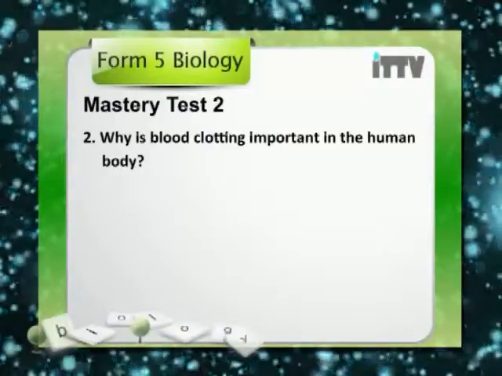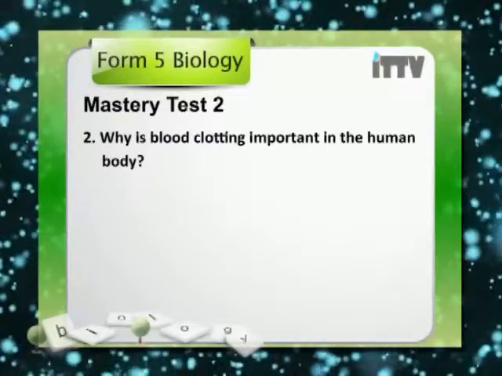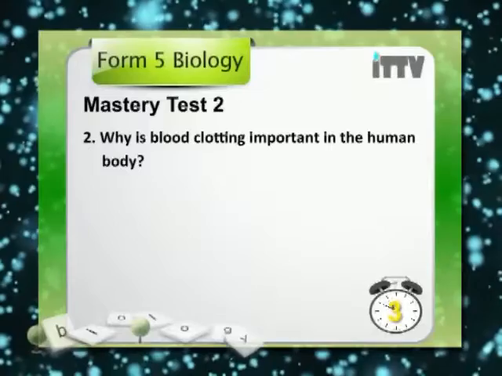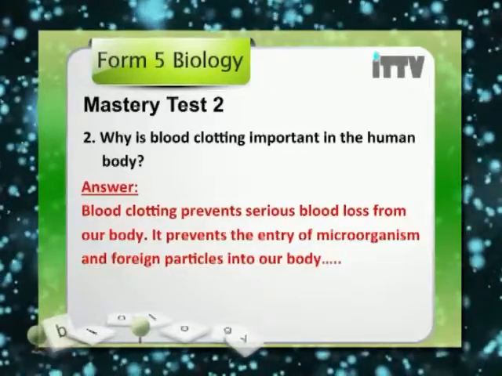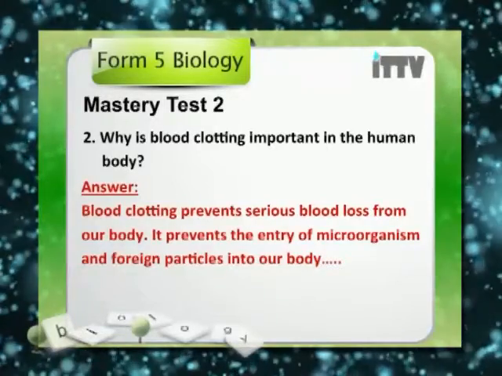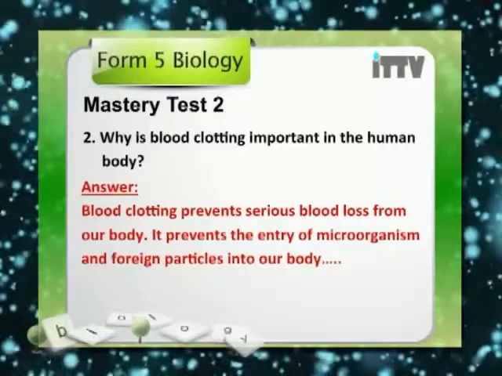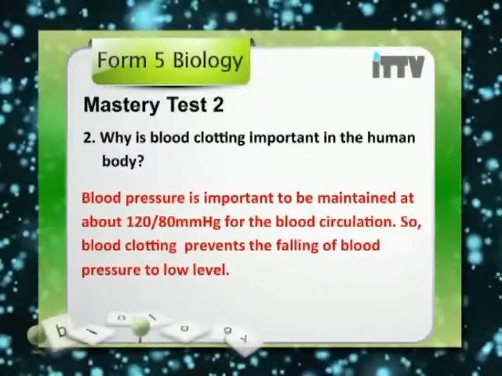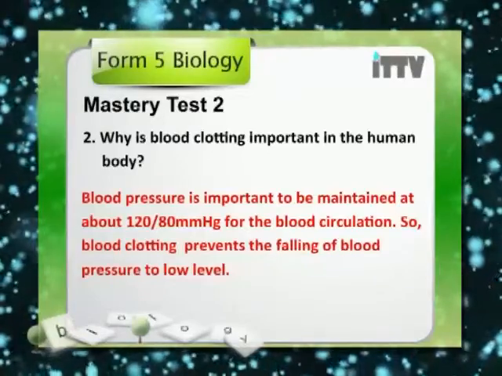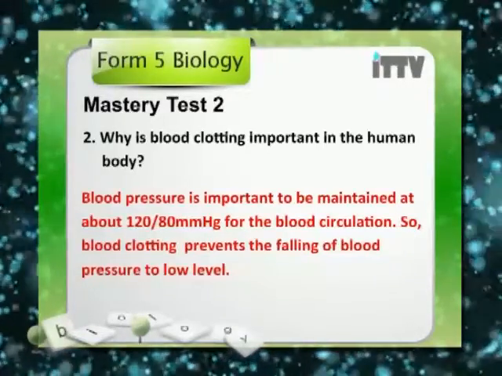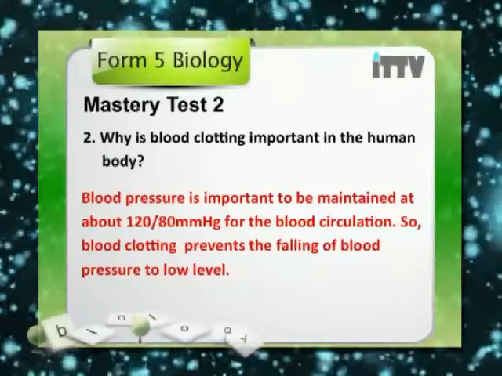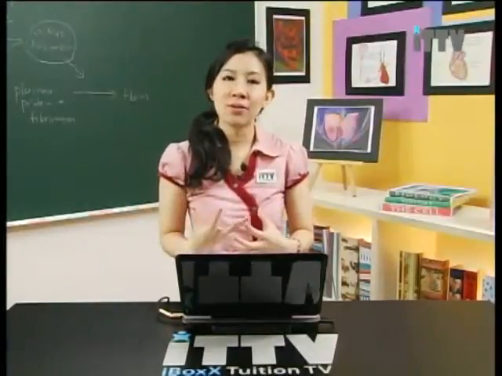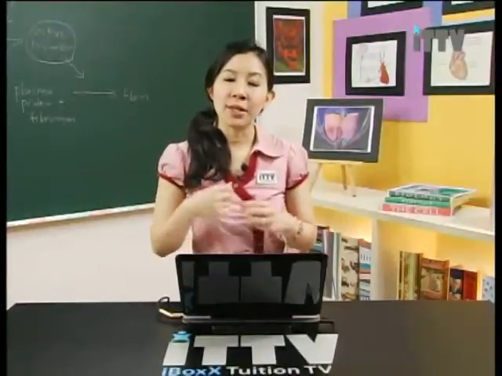Let's look at this question. Why is blood clotting important in the human body? As we know, blood clotting prevents serious blood loss from our body, and it prevents the entry of microorganisms and foreign particles into our body. Blood pressure is important to be maintained at about 120/80 mm mercury for the blood circulation, so blood clotting prevents the falling of blood pressure to too low levels. Because if our blood pressure falls to such low levels, some vital organs will receive insufficient blood supply, for example, the heart or the brain.